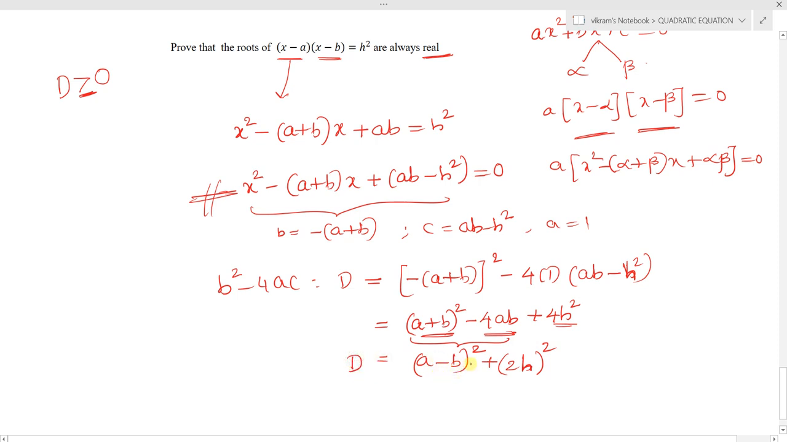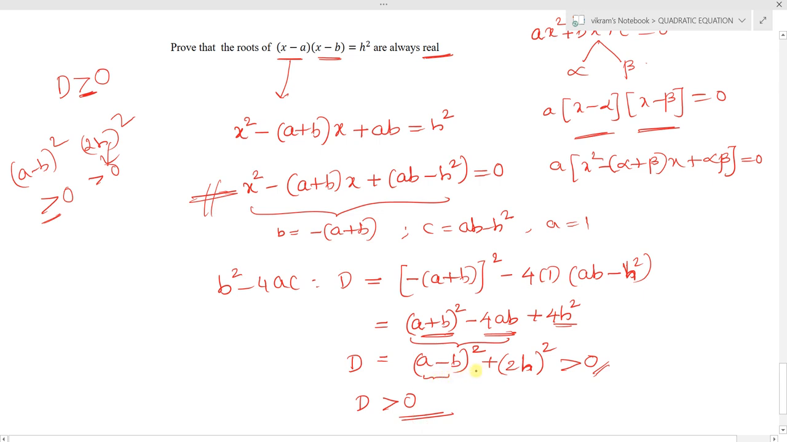So a minus b whole square. Square of any result is greater than or equal to 0. And this 2h whole square is also greater than 0. A minus b whole square is greater than 0, and 2h whole square is also greater than 0. Then we will get the discriminant, this total result, is always greater than 0.